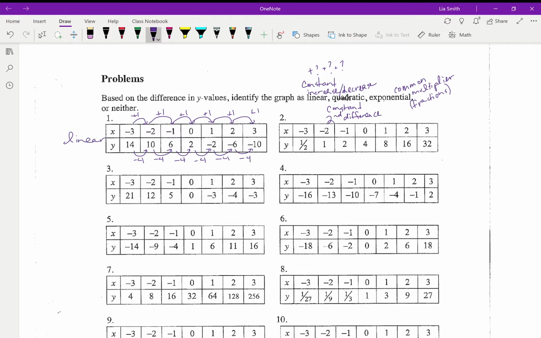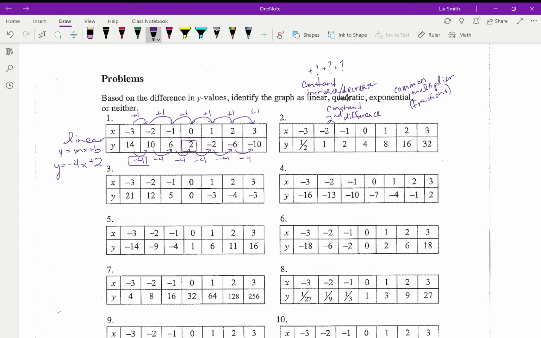We could even think back to a while ago, and we could write the equation for this function. Since it's linear, it would be y equals mx plus b, where b is the y-intercept, which would be 2, and m is your common difference, which would be -4. So your equation would be y equals -4x plus 2.